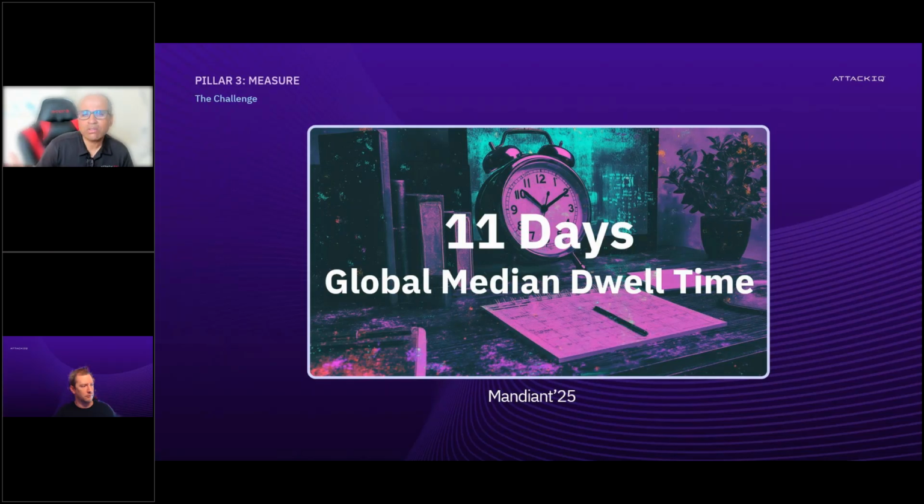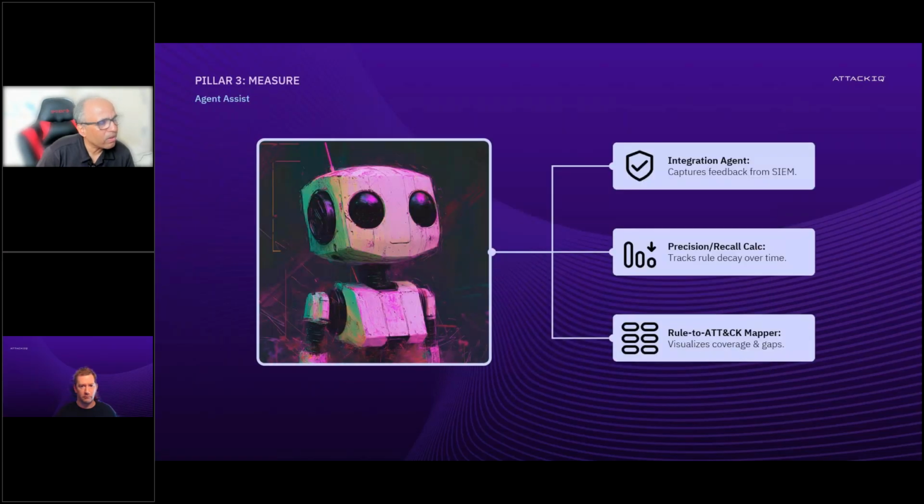What's the next thing on our analyst's mind? Maybe you saw this report from Mandiant. The mean dwell time of the attacker globally is 11 days. So the attacker is in our network for 11 days before they are detected. The question on the analyst's mind will be, how do I shrink this window? But this is exactly where measurement agents kick in.